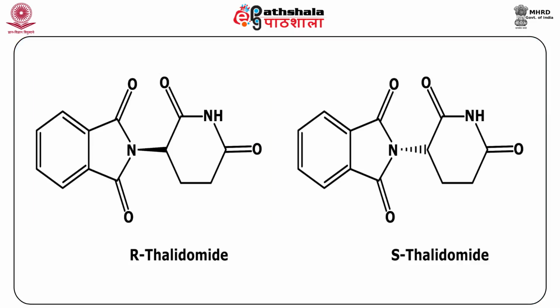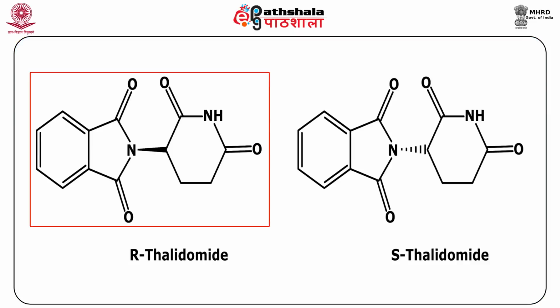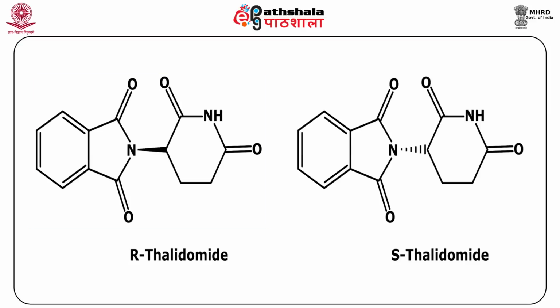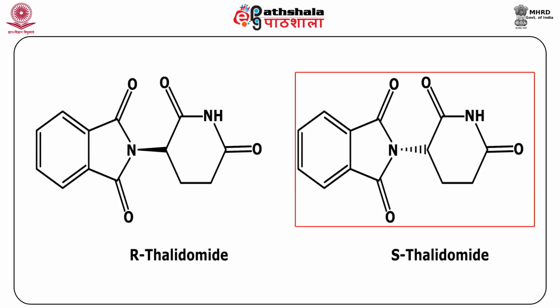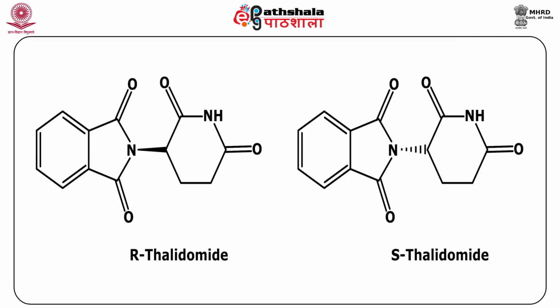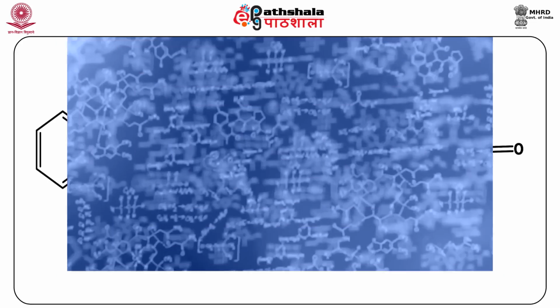For example, the R isomer of thalidomide is an effective drug to treat morning sickness in pregnant women, whereas its S isomer on the other hand causes deformities in embryos. So, you can see such a wide difference between the R and S isomers, and the structures for these two cases are as shown here.